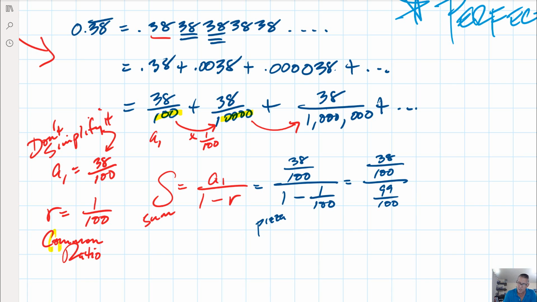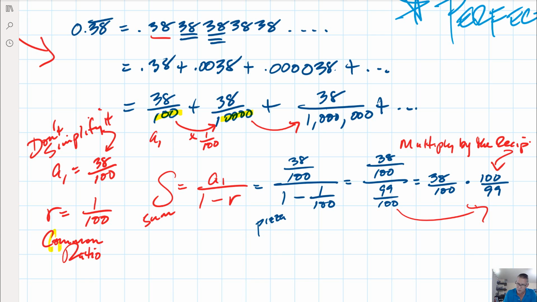It's that simple. And at this point, you want to multiply by the reciprocal. So from here to here, you multiply by the reciprocal of the denominator. So I take 38/100ths multiplied by 100/99ths, the reciprocal of the denominator right there. Again, you have to understand what reciprocal means, which is just the fraction inverted. So if you invert or switch the numerator and denominator of 99/100ths, you get 100/99ths.